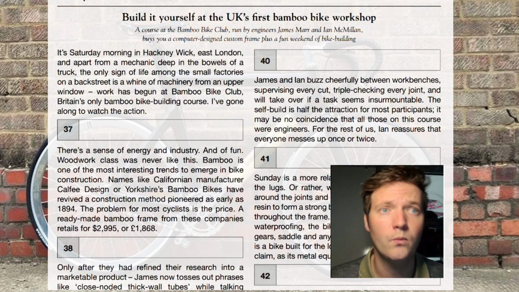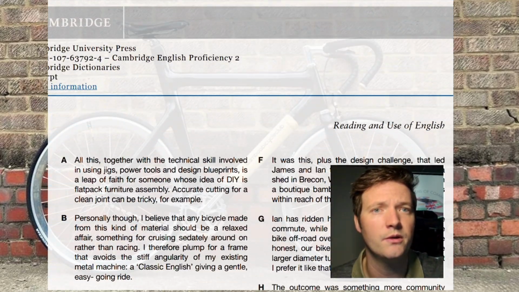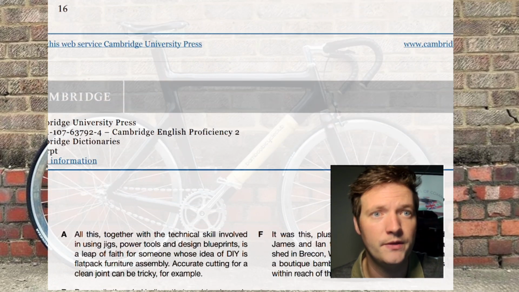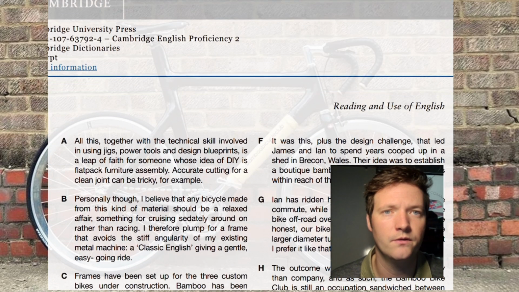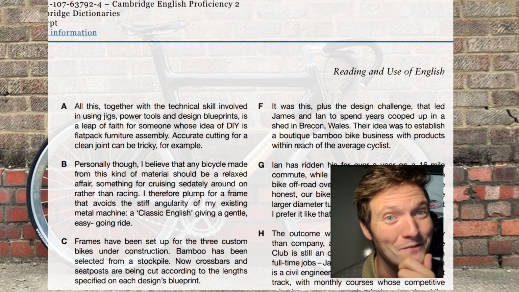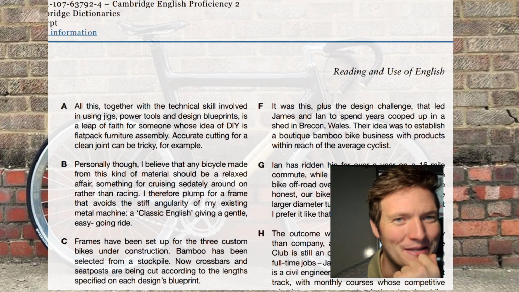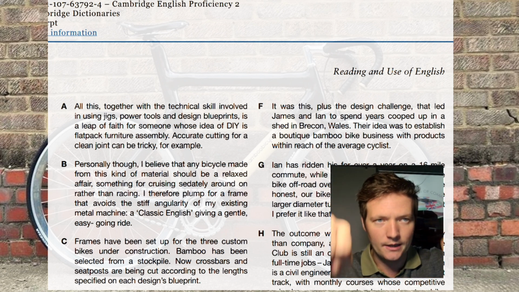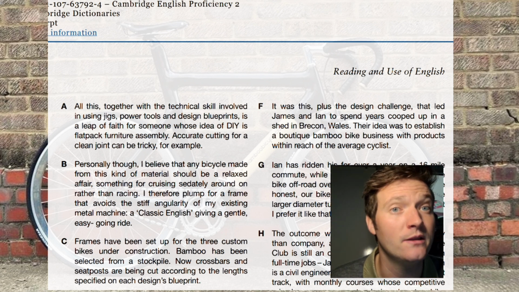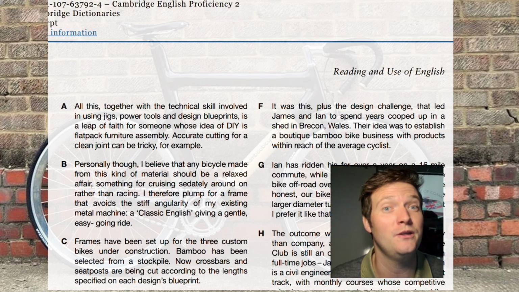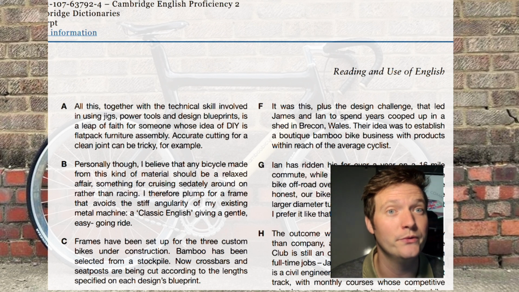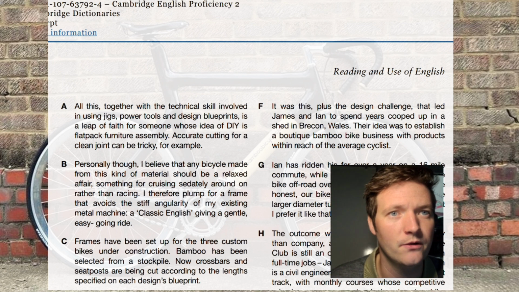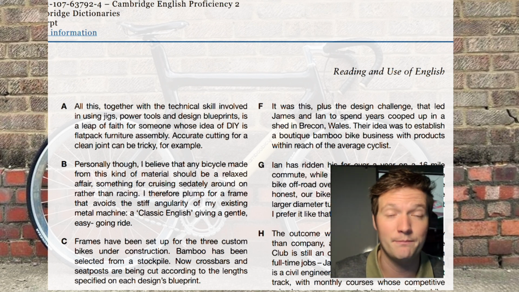So, in 40, we need something that just sort of describes the process. They've already listed a lot of things that are involved in the process. So, kind of A, no? All of this, like putting the front triangle together, putting the alloy handlebars in, all of this together with the technical skill involved in using jigs, power tools and design blueprints is a leap of faith for someone whose idea of DIY is flat pack furniture assembly.